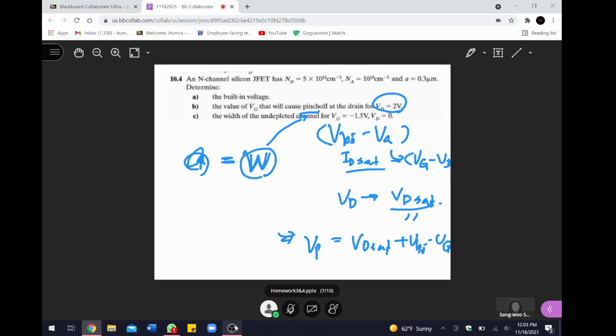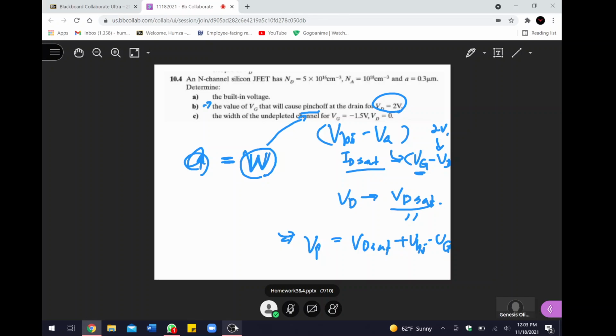So for this one, VD is already given as 2 volts. Then you can calculate the VG, right? So then that's the answer for this VG value.